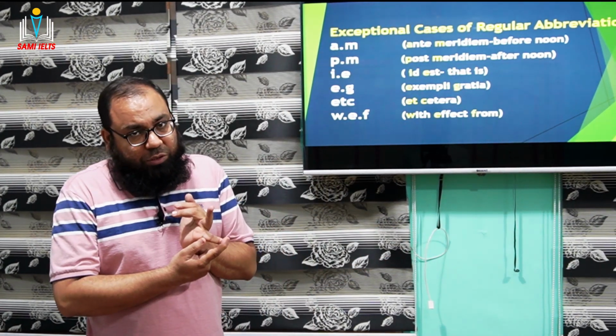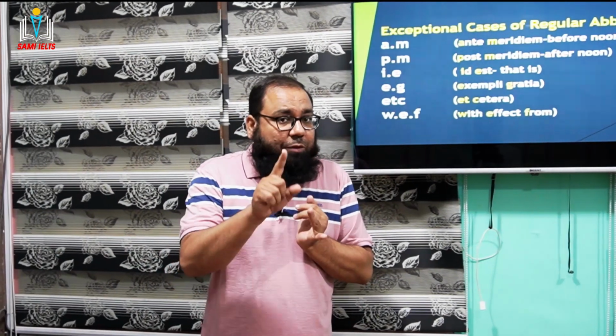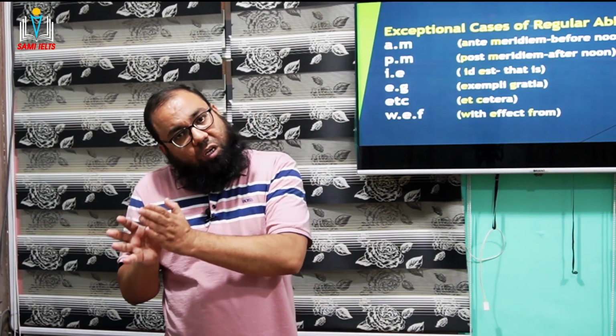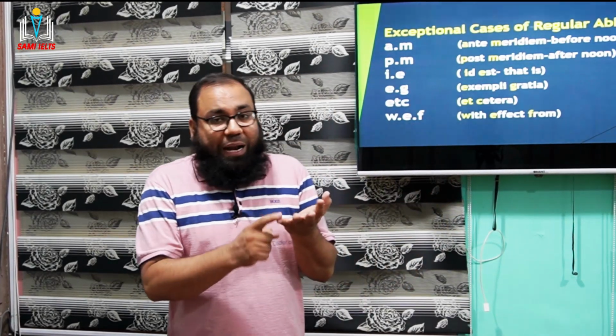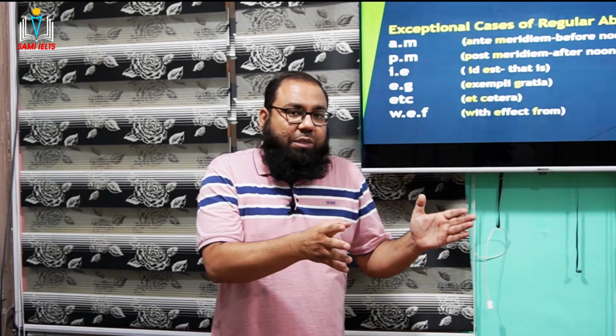Again, let me just give you a quick review, okay? Rule number 14 is what? Rule number 14 is abbreviation, okay? And rule number 15 is also abbreviation. But abbreviation has two types, okay? Pronounced individually, pronounced collectively. Fine. Rule number 14 is pronounced individually.